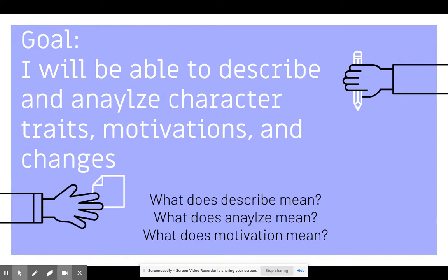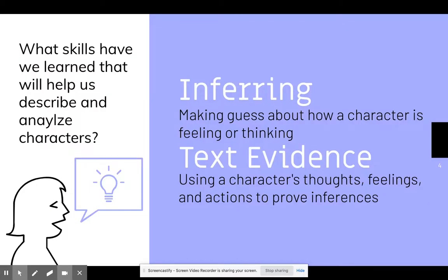All right, when we talk about describing something, we're telling about it. Okay, so we might be telling about how a character is thinking, acting, feeling, and speaking, or we might be talking about what they look like. When we analyze, this is a term that we should know. We've tackled this all year long. Hands are flat. We break it into parts and look at it closely. That is what analyze means, okay?